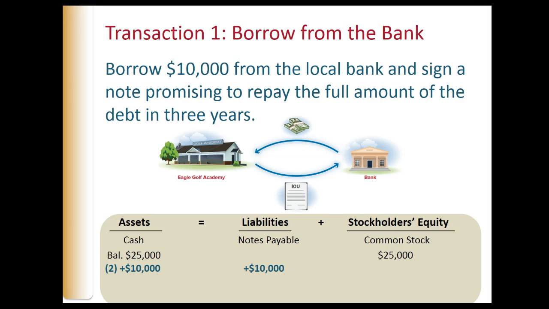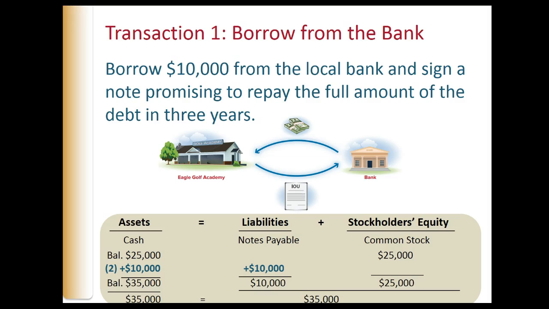Now, guys, what's the second account that's being affected by this transaction? Borrowing money from a bank? Notes payable. We're borrowing money. It's a liability. Notes payable increase. It's going up. Notes payable represents the amount owed to a creditor, in this case a bank, and as a result, it's a liability. Now, the company incurs debt when signing the note. So notes payable and the total liabilities increase in this example, right?